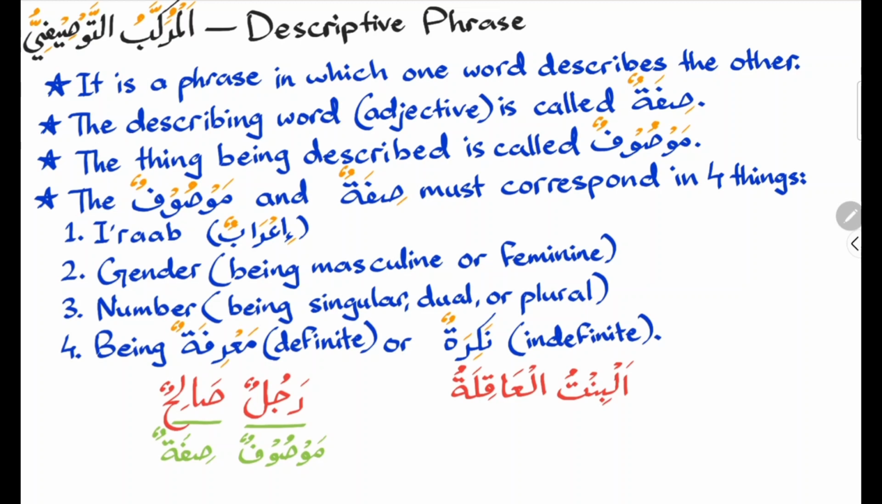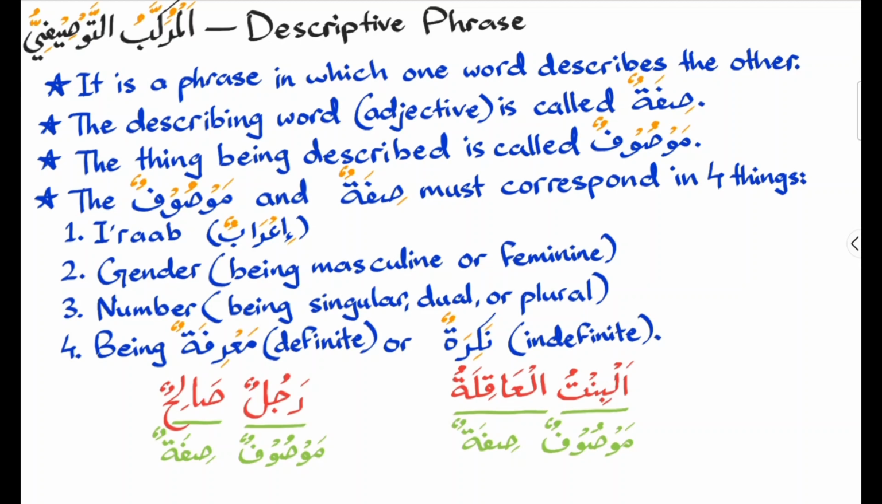Al-bintu al-aqilatu. Here, al-bint means the girl. Al-aqilah means intelligent. Al-bintu al-aqilah, the intelligent girl or the smart girl. So here the person being described is the girl, al-bintu, so that becomes the mawsuf. Al-aqilah is the adjective or the word describing, which is the sifa. Again, notice that mawsuf and sifa both here are corresponding in all four aspects.